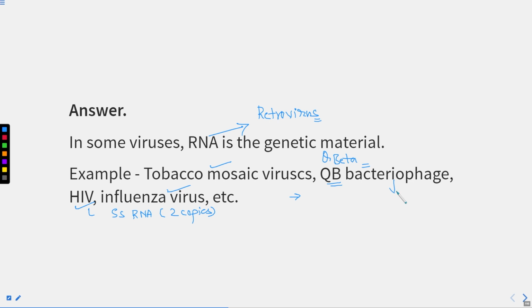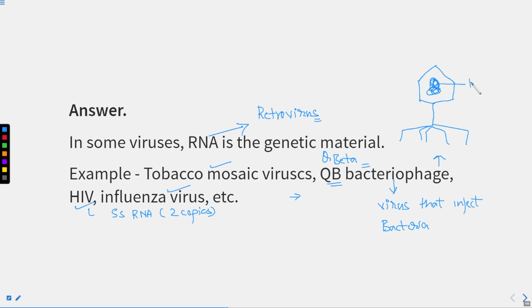Bacteriophage. What is a bacteriophage? Viruses that infect bacteria. One shape of bacteriophage is like this, tadpole shaped. They have this hexagonal head, then this region, and then these tentacles here. The genetic material is present here, which can be RNA or DNA.